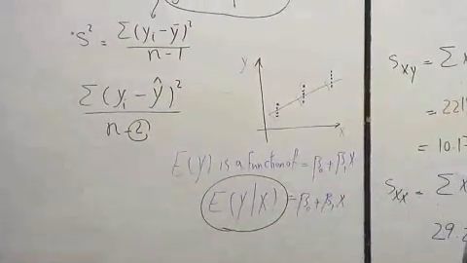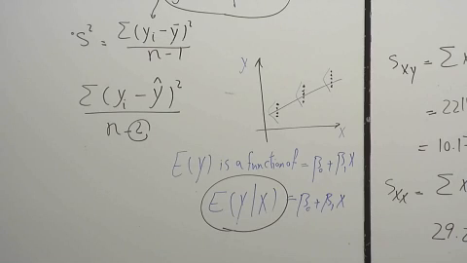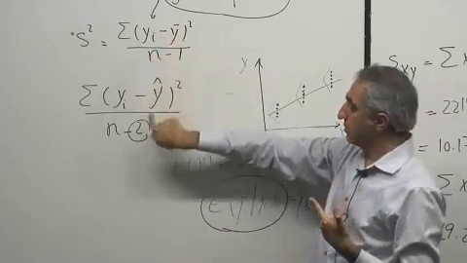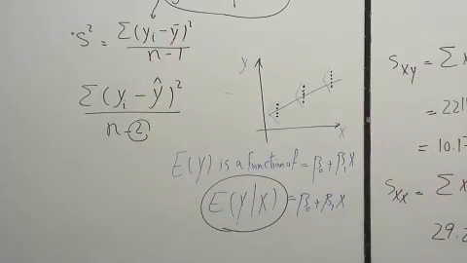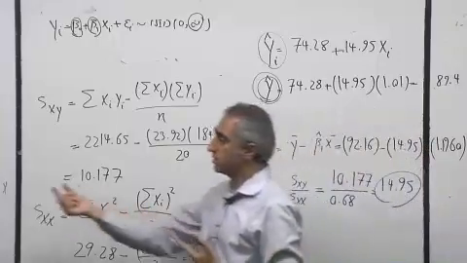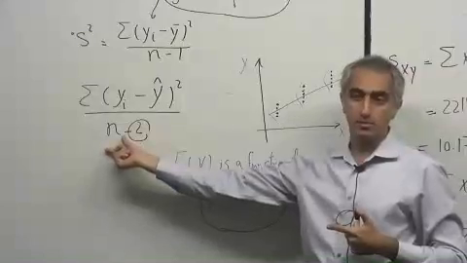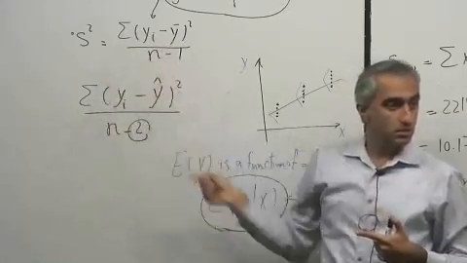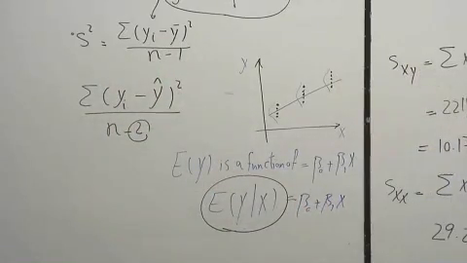Why? Two parameters. We are estimating 2 parameters. Here, we are only estimating y bar, which is 1 parameter. Here, we are estimating 2 parameters, beta 0 and beta 1. So we lose 2 degrees of freedom. That's why it's n minus 2. Can you see the connection here? Okay? So that estimator is very similar to S squared.